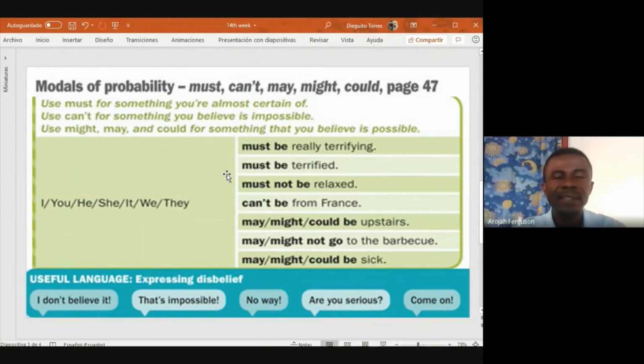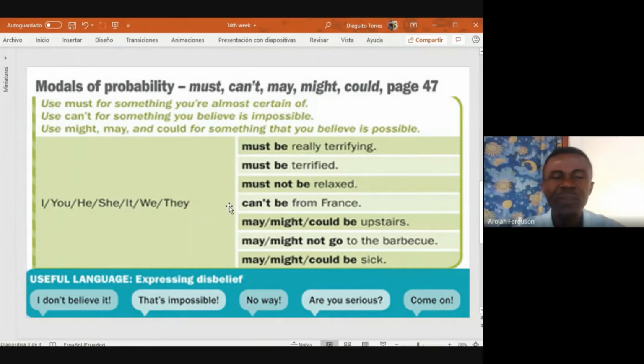The third one is must not be relaxed. She must not be relaxed, or we must not be relaxed. Because we are going to write an exam, we need to prepare, we need to be active and serious. We must not relax.